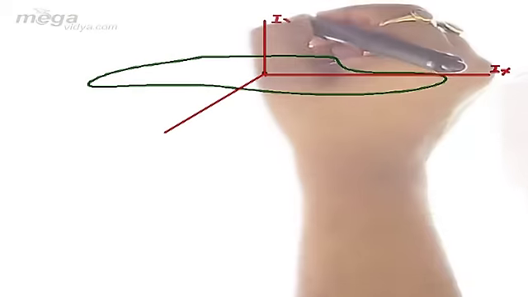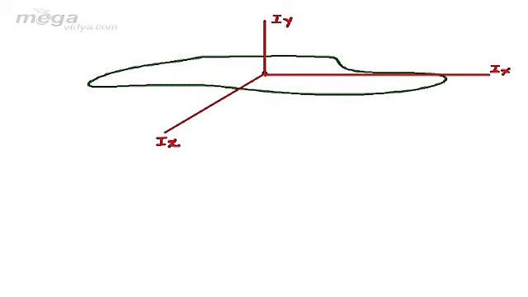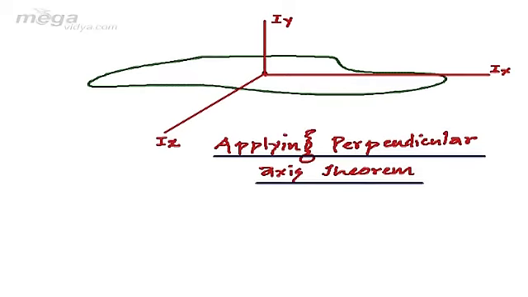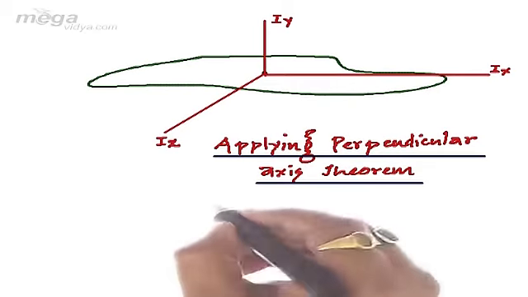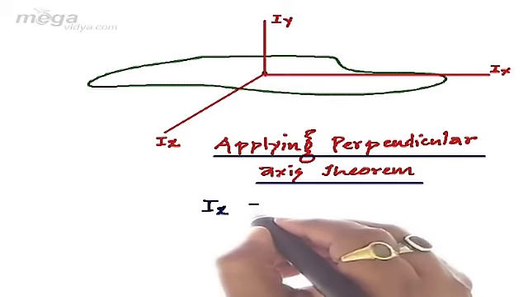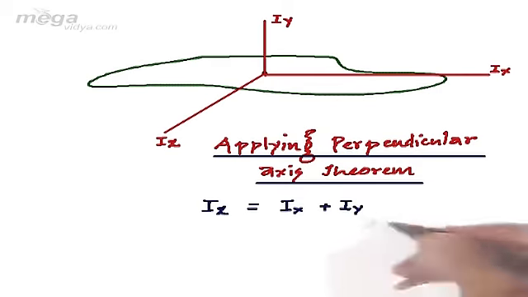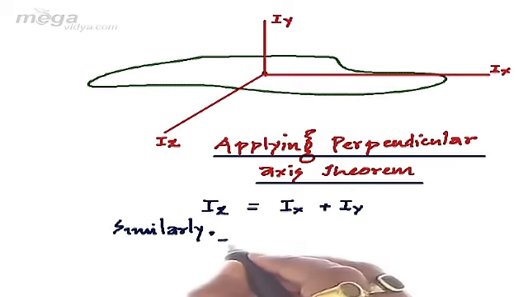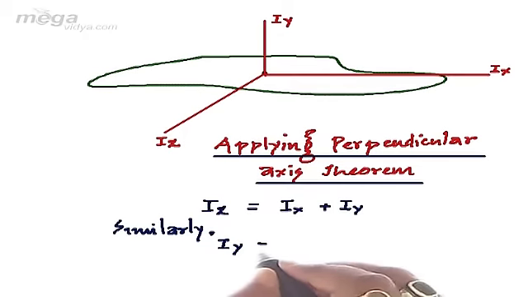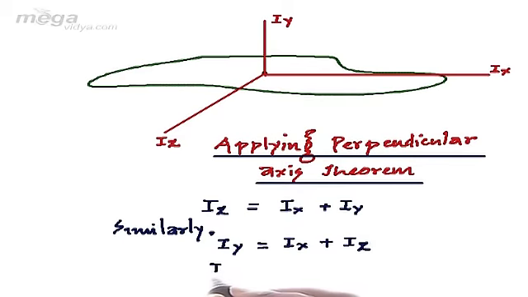Let us consider a plane laminar body. Let Ix, Iy and Iz be the moments of inertia about the respective axes of this plane laminar body. Applying the perpendicular axis theorem, the moment of inertia along the z axis, that is Iz, will be equal to the sum of the moment of inertia along the x-axis and that along the y-axis. Similarly, the moment of inertia along the y-axis, Iy, will be equal to Ix plus Iz, and that along the x-axis, Ix, will be equal to Iy plus Iz.